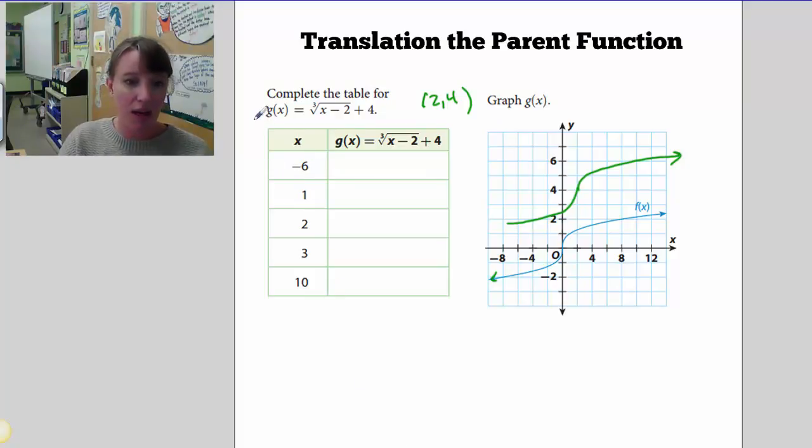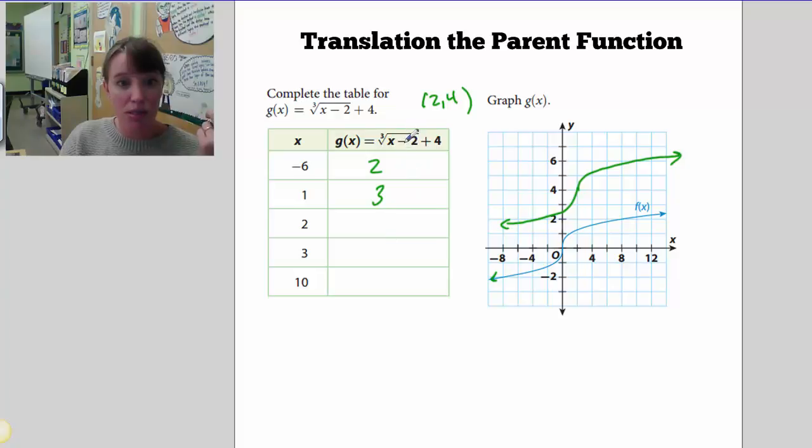And you know what? I lied. Let me just go ahead and do this. So if I put -6 in here, -6 minus 2 is -8. The cube root of -8 would be -2 plus 4 would be 2. So at -6, it's at 2, which is essentially what you can see here. At 1, you would have 1 minus 2, which is -1. Cube root of -1 is -1. -1 plus 4 is 3. So you'd have 1, 3 here, okay?